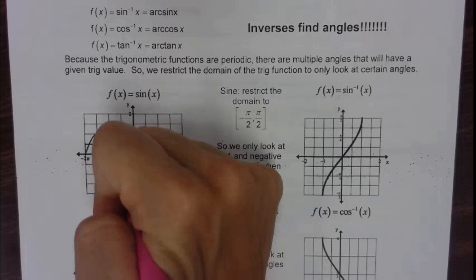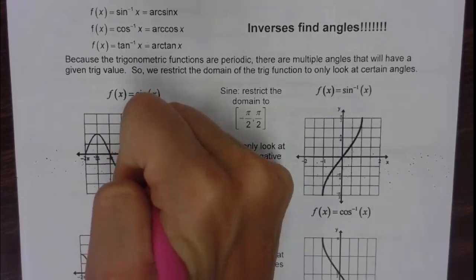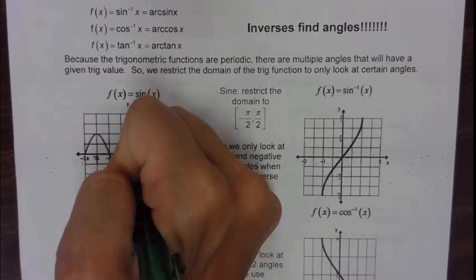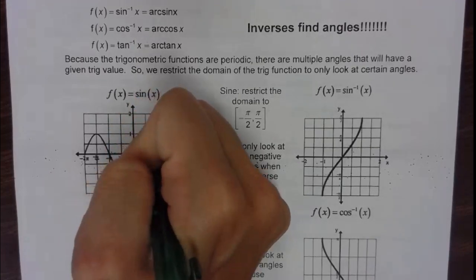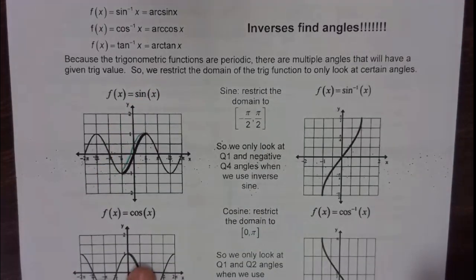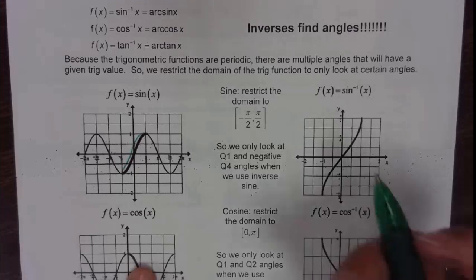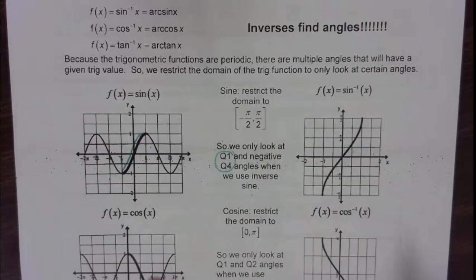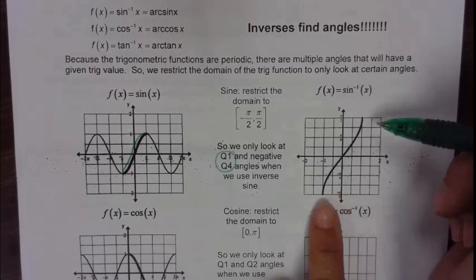So for sine, we're restricting it from negative pi over 2 to pi over 2. So right here where it is darkened. Okay? Which also means that we are only using quadrant 1 and 4. And this is the graph of that restriction.